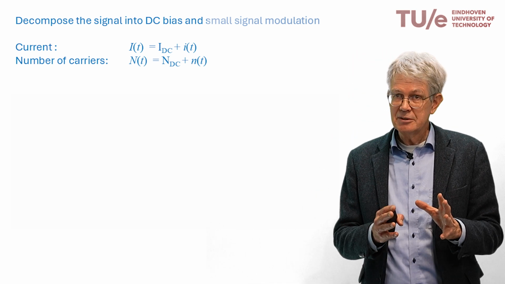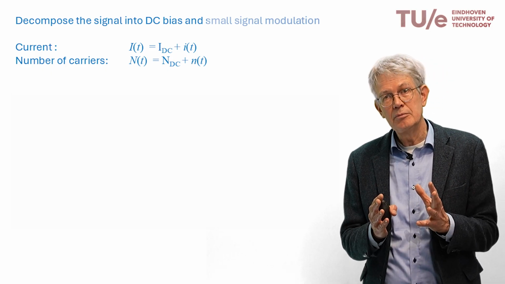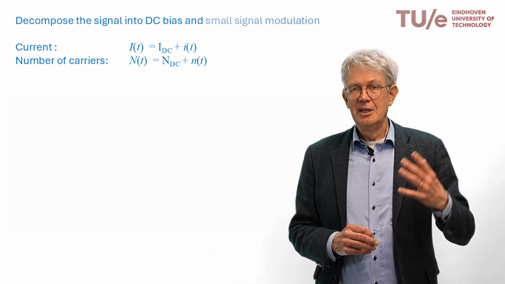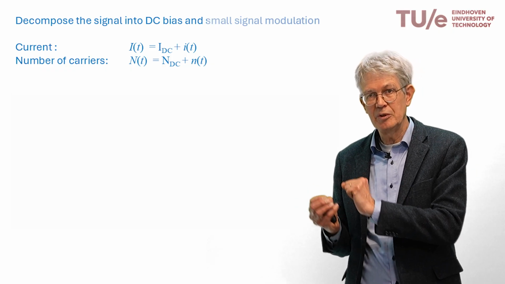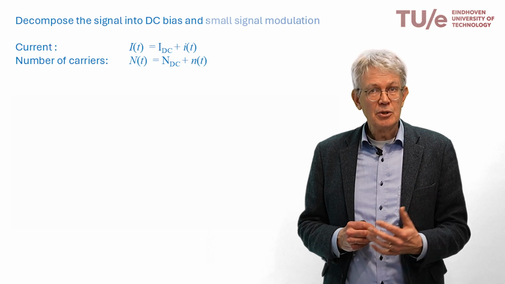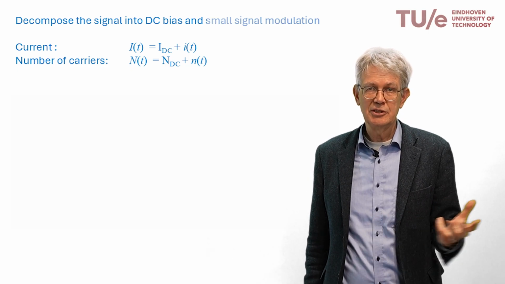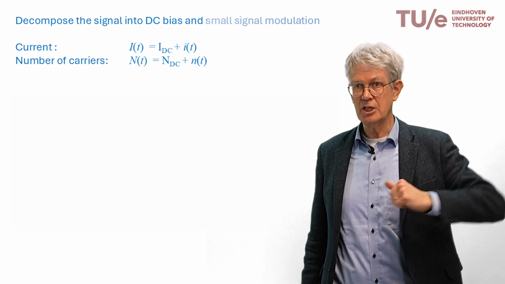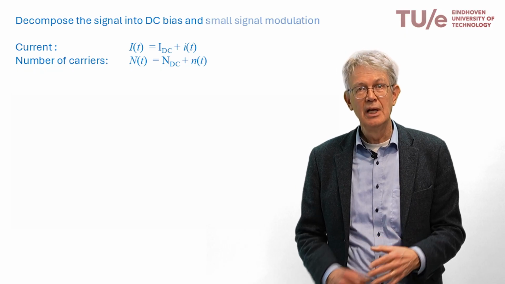Then we have to split the total signal, the current for instance, I(t), in the DC term, plus a small signal variation on top of it. The large term I_DC I write with a capital, and the small term, the small modulation, with a small print symbol i. And we can do the same decomposition for N, for the number of holes and electrons. N is a function of time if we modulate. N_DC is the DC bias level, and on top of that we do a small variation, small n(t).